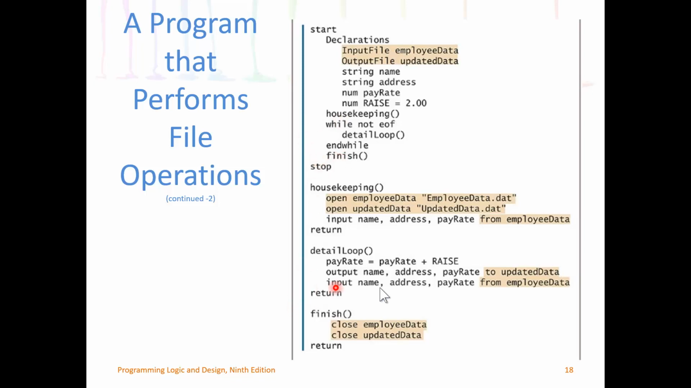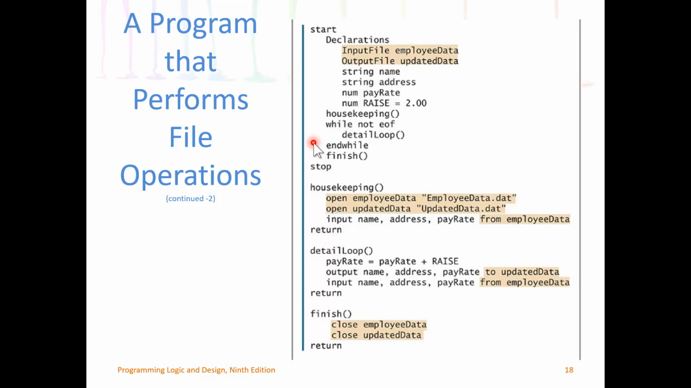So that's why we read at the bottom of the loop, because if we read at the top of the loop, then we might be trying to process garbage. We would have a bug in our program. So this is always the way you're going to do it. You're going to do your first input before you go into the loop, and then at the bottom of the loop, you are going to do your next input.